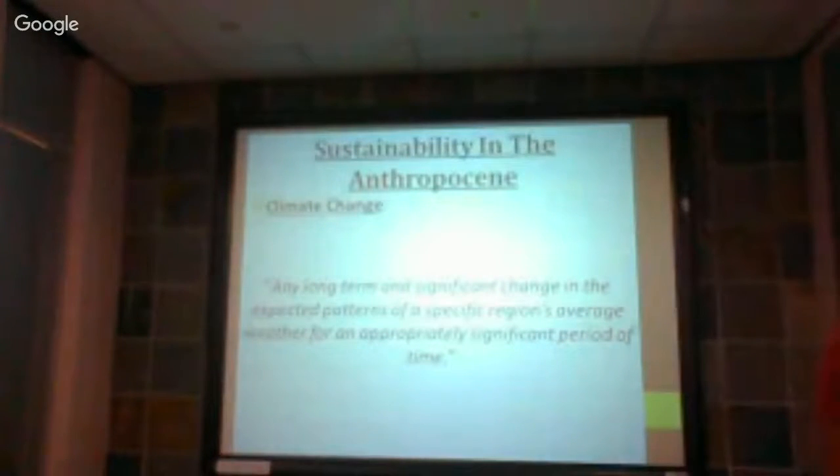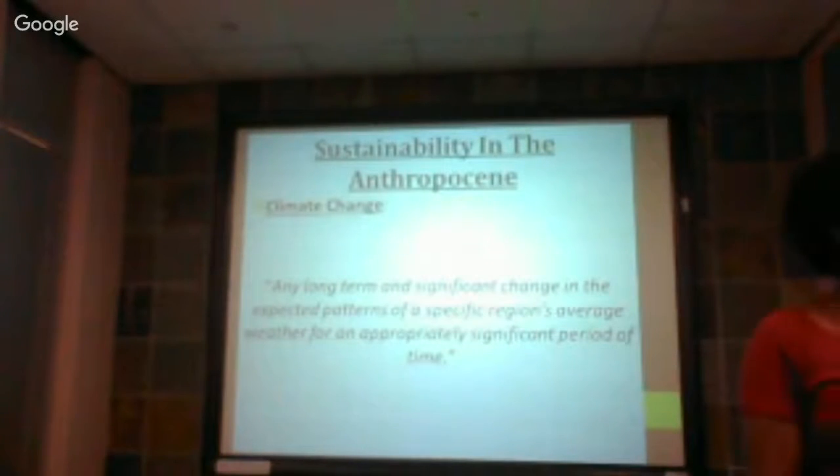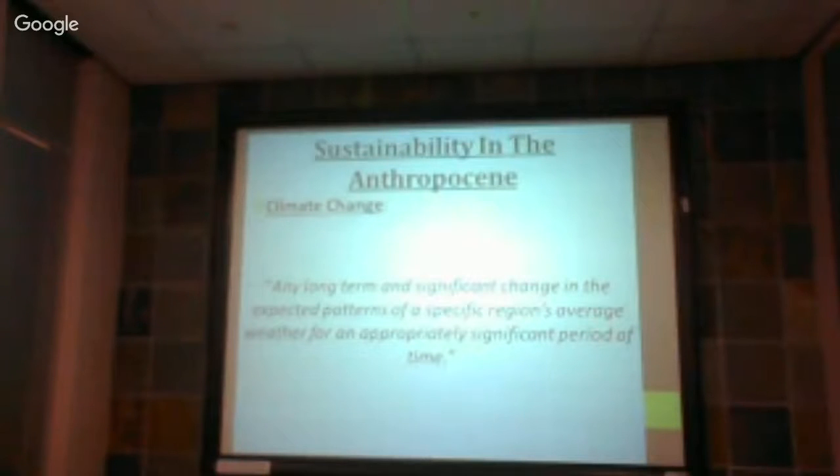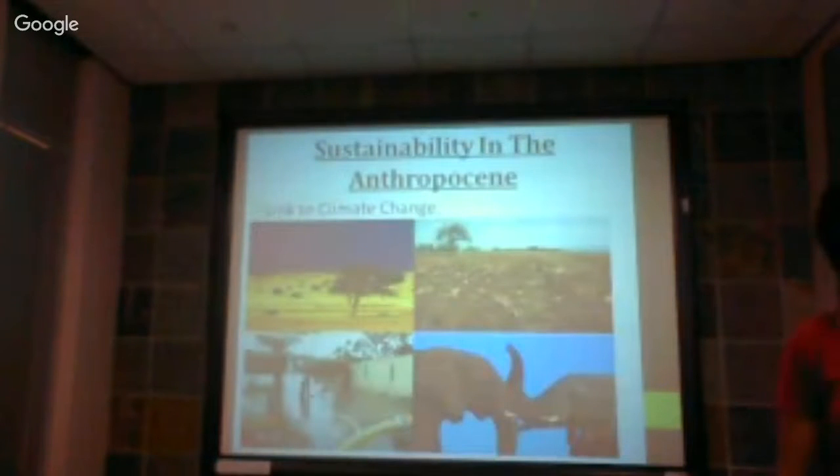So also, sustainability in the Anthropocene. Humans have had a great impact on climate change, though the definition of climate change is any long-term and significant change in the expected patterns of a specific region's average weather for an appropriately significant long period of time. During most of industrialization, we have been emitting a lot of gases that accelerate climate change, thus leading to climate change being a threat to biodiversity and probably leading to the extinction of flora and fauna because of the extreme changes in temperatures.